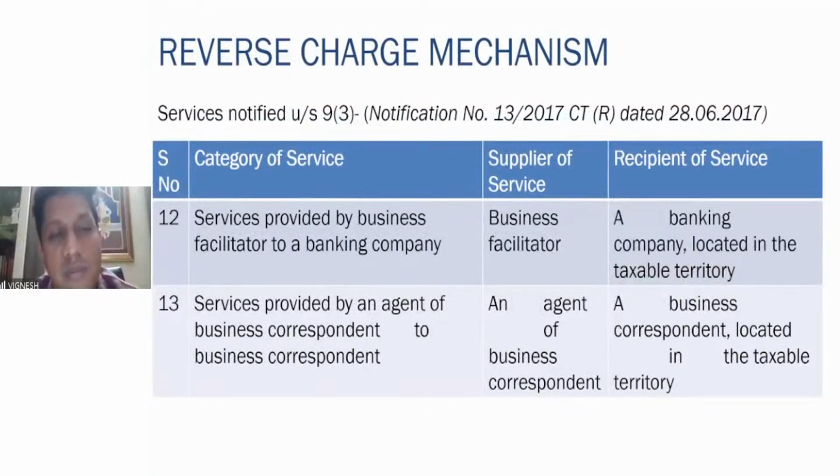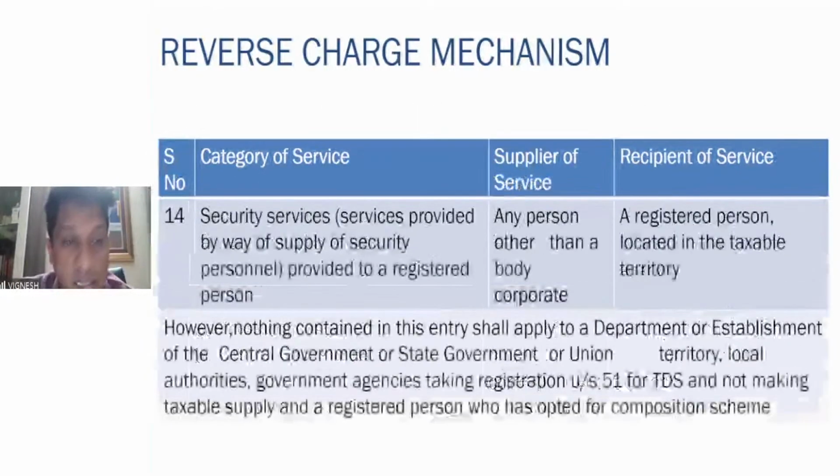Then services provided by a business facilitator to a banking company. What is a business facilitator? He does marketing for the bank and makes sure he gets business of credit cards, loans, savings accounts, current accounts, etc. For such services, whatever they get paid, the banking company has to pay the GST on the reverse charge basis. Then services provided by an agent of a business correspondent to the business correspondent. What is a business correspondent? Something like a journalist or a reporter. They have multiple agents who provide some services to them by giving information, etc. So whatever amount has to be paid to them, on reverse charge, the business correspondent will have to pay the GST.